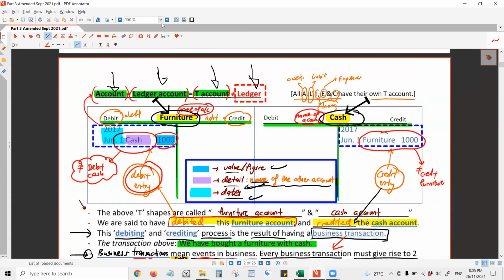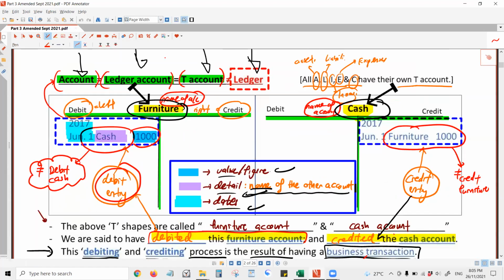Let me remind you the name of the T-shape. What do you call it? You call it an account. You can call it an account, or a ledger account, or a T account. There are only 3 names for the T-shape. You cannot call the T-shape a ledger. So don't misunderstand this word. This word is not ledger.